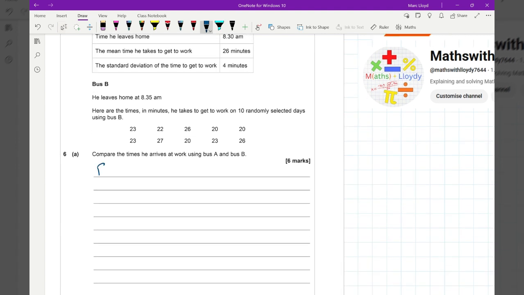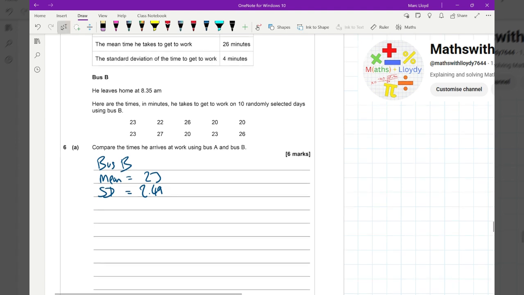So for bus B, you need to put all of this into your calculator and use one variable. So for bus B, it's got a mean of 23, and you can do that by adding them all up and then dividing by 10, which I might just quickly do. Why not? 23 plus 23 plus 22 plus 27 plus 26 plus 20 plus 20 plus 23 plus 20 plus 26 divided by 10. 23, bang on the nose. And then when you put this into your calculator, you should get out a standard deviation of 2.49.